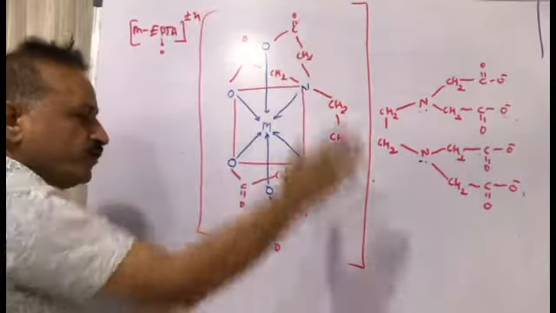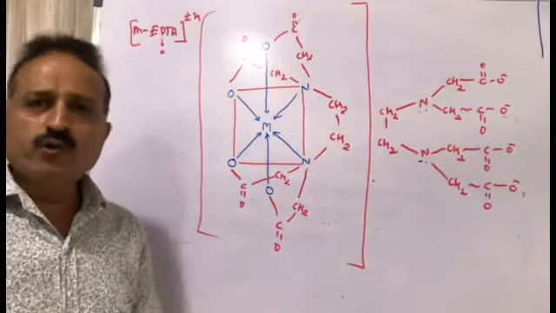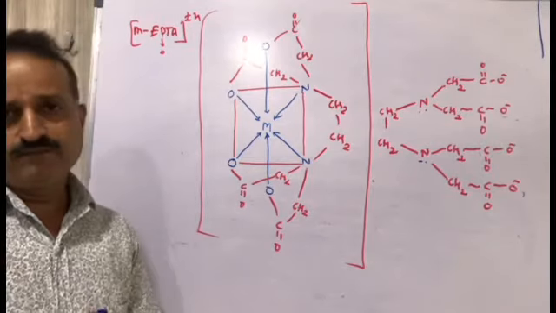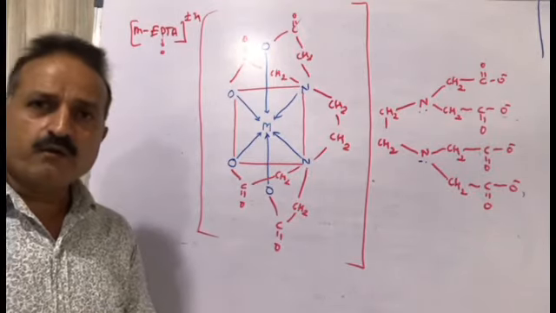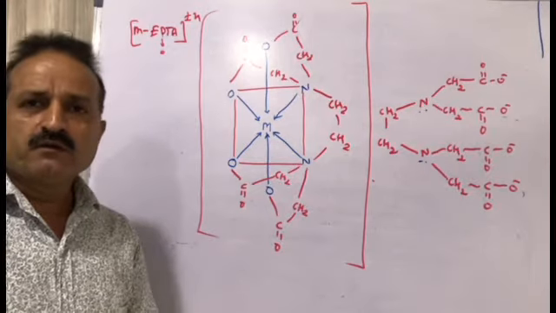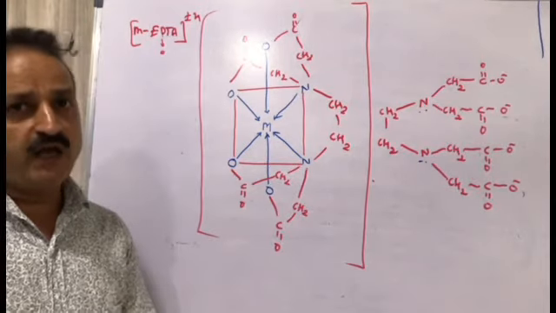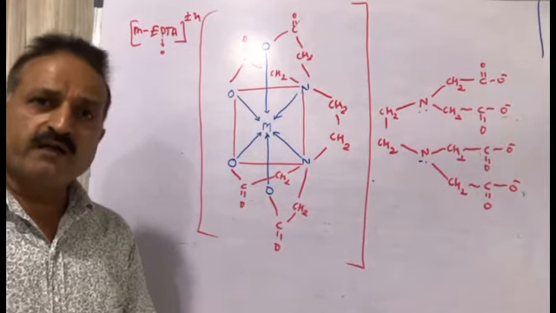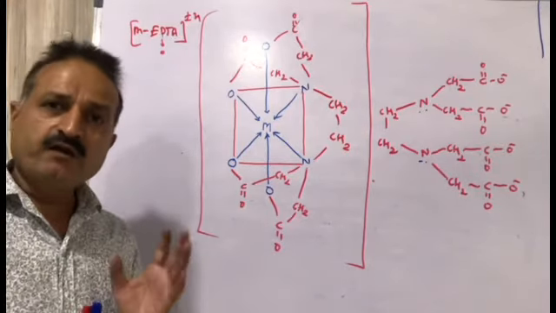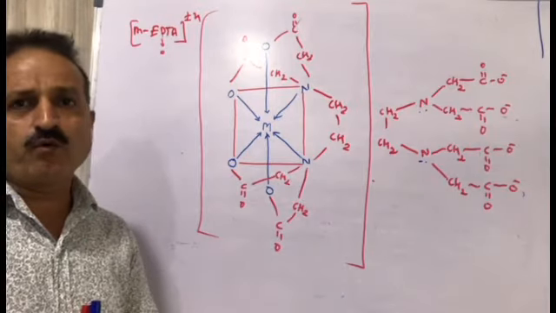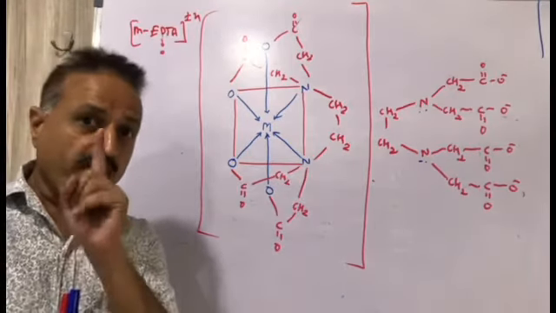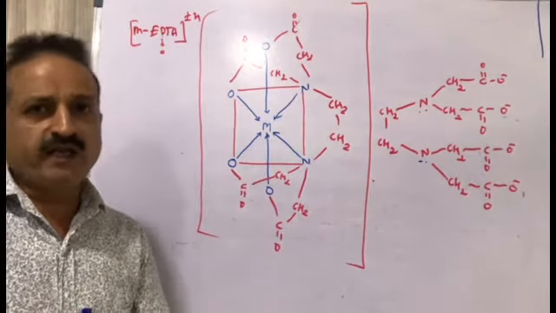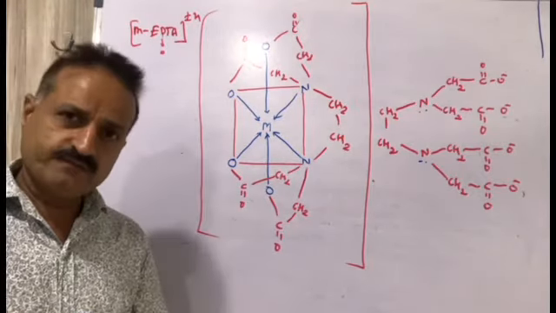So it is totally clear, and you have to draw this structure 2 times, 3 times, and you can get confidence about what EDTA is and how it forms the coordinate covalent bond with the metal ion. It is a hexadentate ligand. It means 6 coordinate covalent bonds will be formed by only one molecule, and that molecule is EDTA, ethylene diamine tetraacetate.